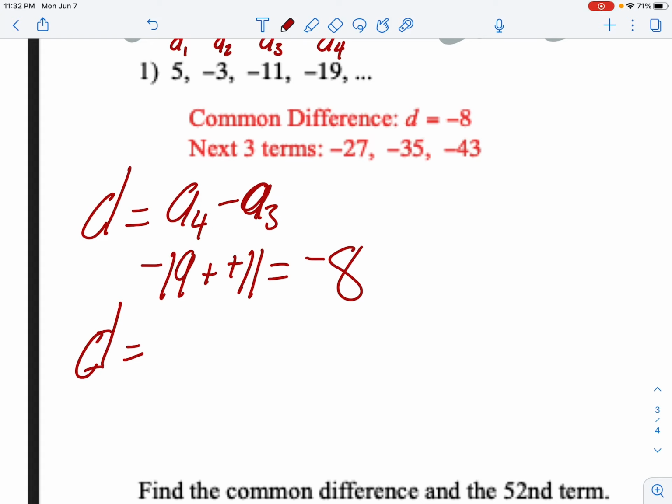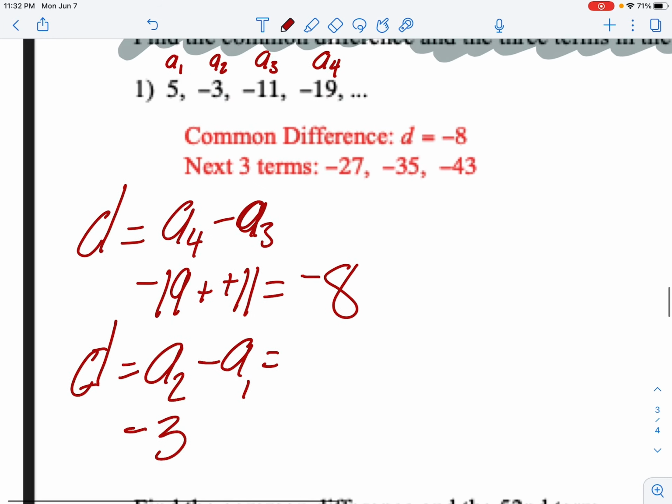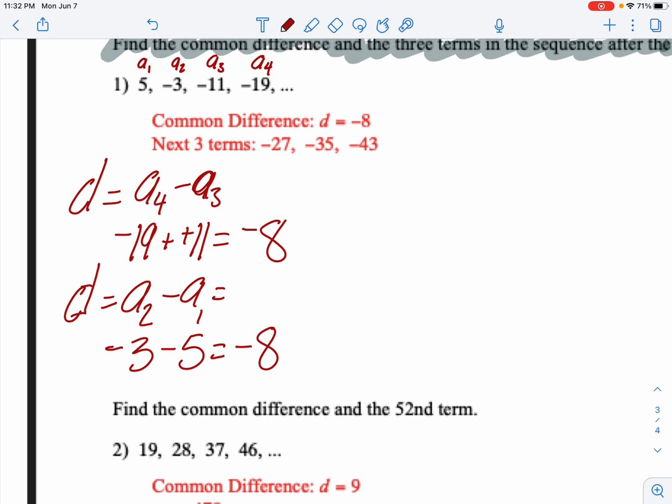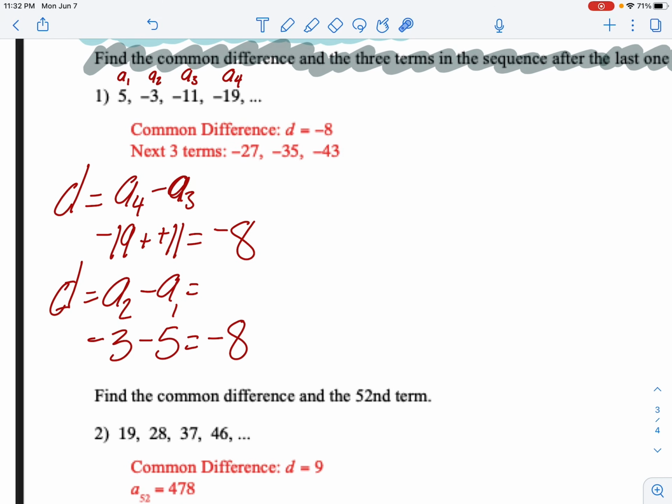Now, just to be sure, this time I'm going to do the second term minus the first term, which is negative 3 minus 5. Same sign, so I add them. 5 and 3 is 8. 5 is bigger, so there you go. Our common difference is negative 8.